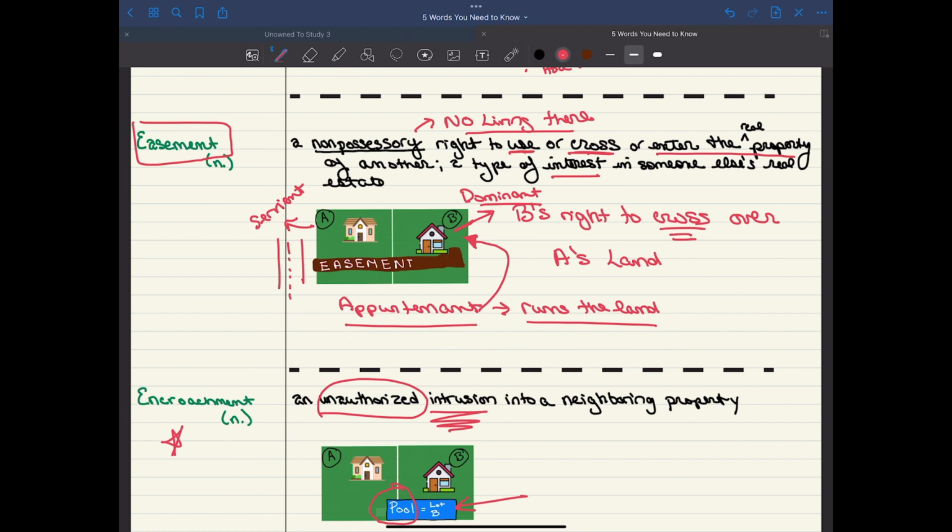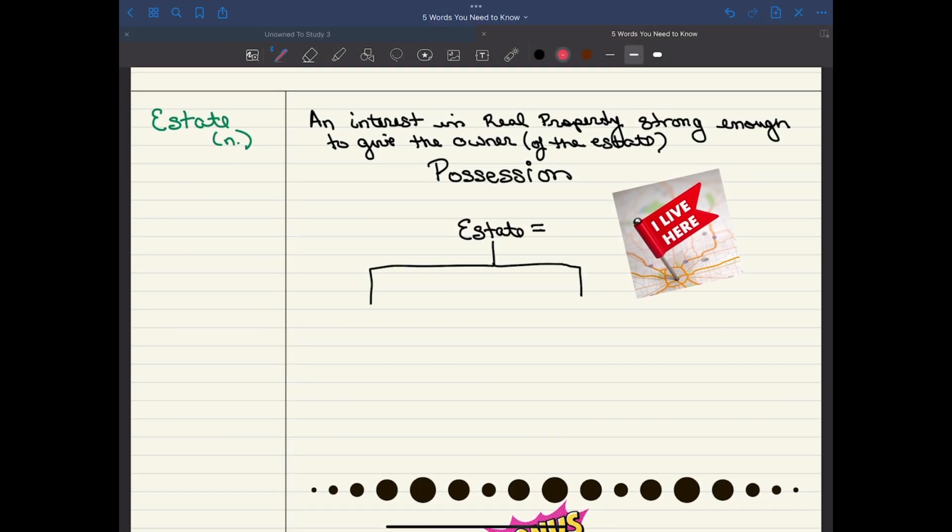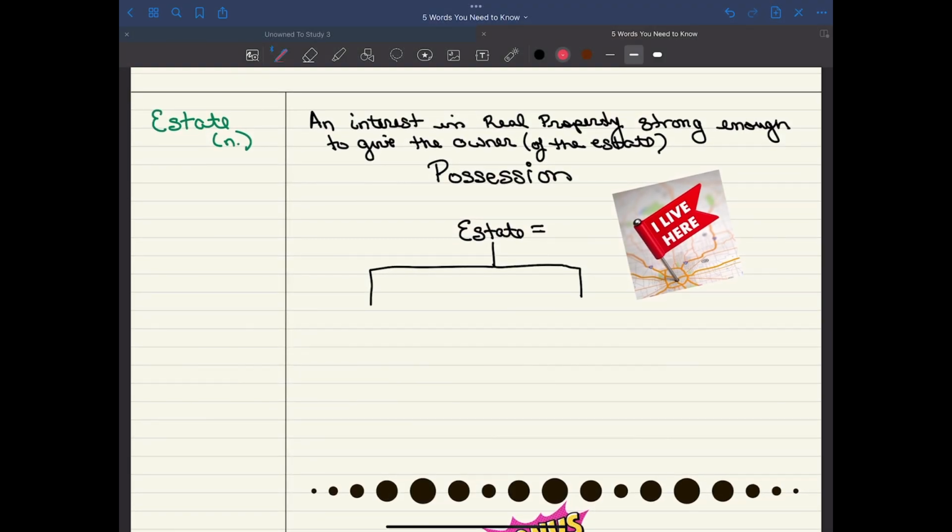This is bad, and as you get into real estate and you start doing sales, you'll see that this can be something that stops the sale from going through, or at the very least, it's something that needs to be dealt with. Let's move on to our next word, which is going to be estate. Now, estates you're going to see a lot of. And what an estate is, it's an interest in real property. However, it gives you the right to possess or live there.